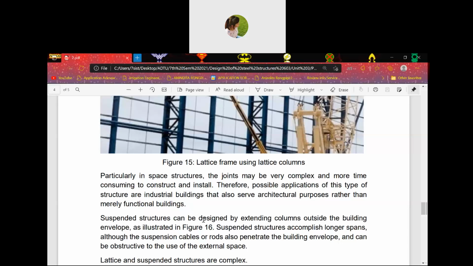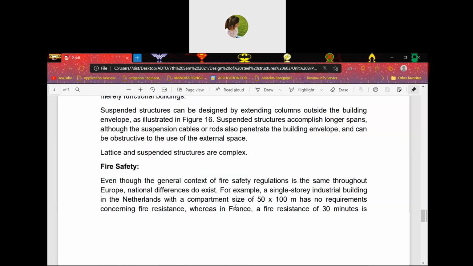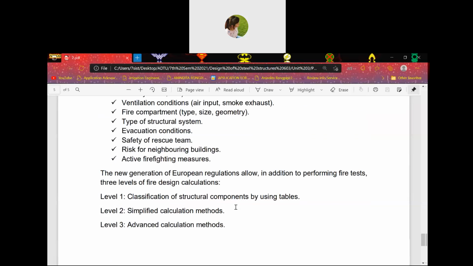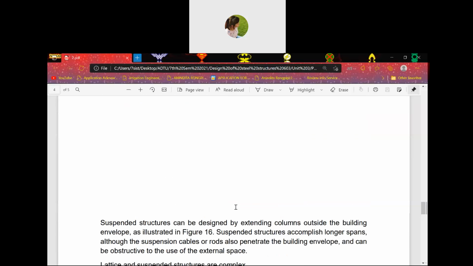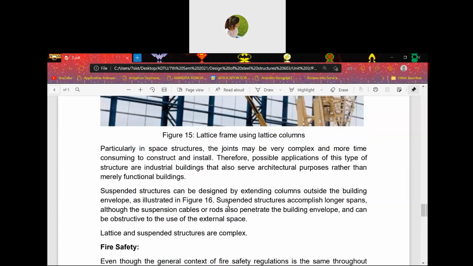Suspended structures can be designed by extending columns outside the building envelope as illustrated in figure 16. Figure 16, I think, is in the next slide. Suspended structures accomplish longer spans, although the suspension cables or rods also penetrate the building envelope and can be obstructive to the use of the external space.